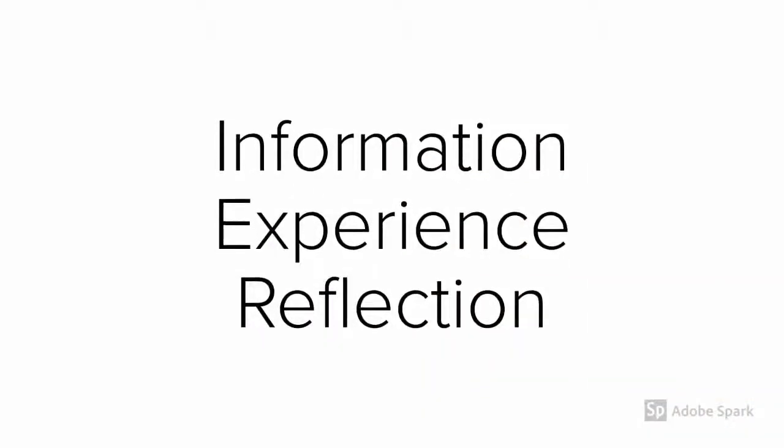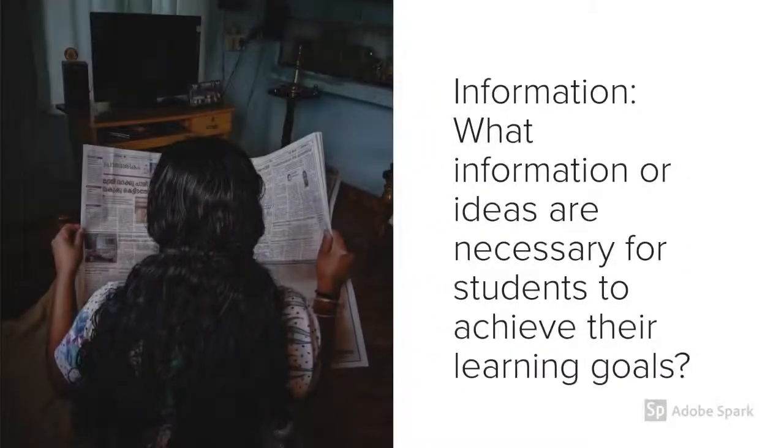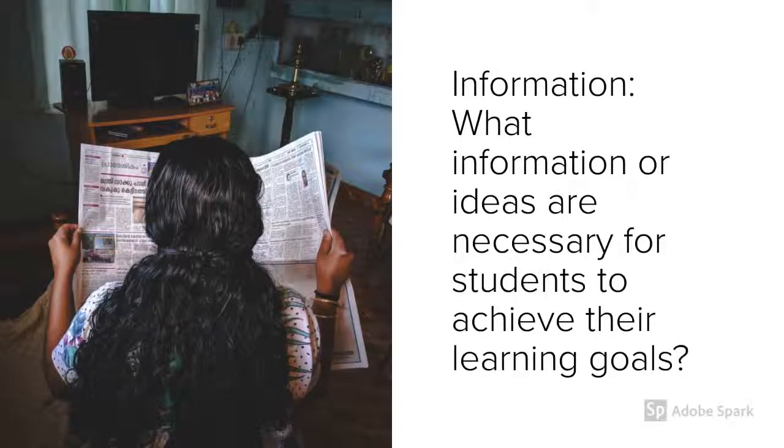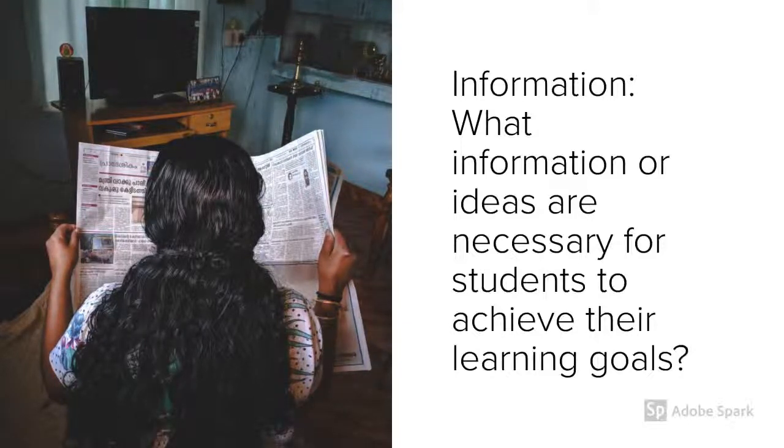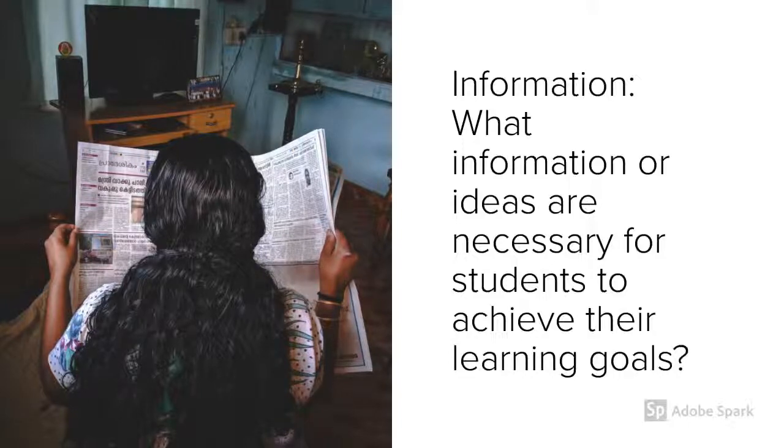So let's take each of these elements one at a time. So let's start with informational activities. Basically, with informational activities, you want to ask yourself what information or ideas are necessary for your students to achieve their learning goals. And then you're going to just provide your students with whatever readings or lectures, videos, primary source materials, whatever it is that they'll need to provide that sort of knowledge foundation for them to be successful in achieving your learning goal.